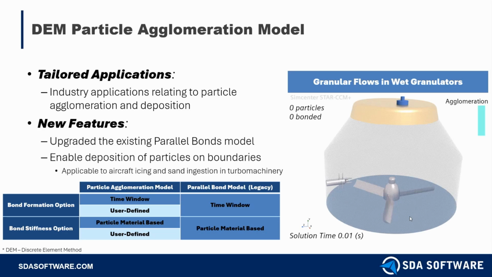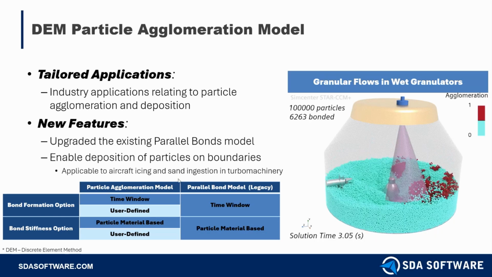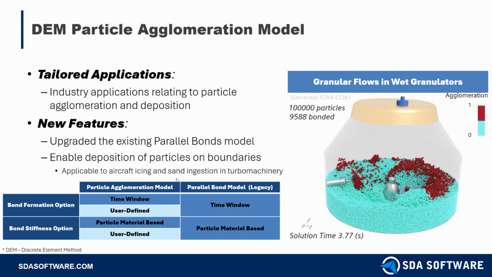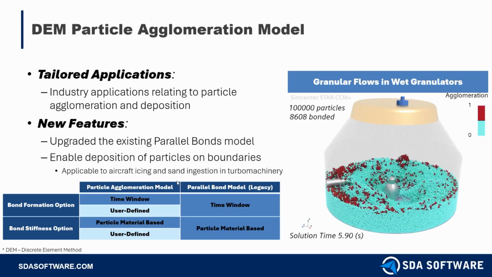Let's take a quick look at the demo on the right-hand side to understand how the new model can be customized for a granular flow in a wet granulator. The user can now assign a conical region around the center of the wet granulator at a given time, and then activate the particle agglomeration model. Particles will start bonding within that region. After a certain time, you can cut off the conical region and turn off the bond formation. Then you can observe the mixing behavior between the bonded particles and the individual particles.